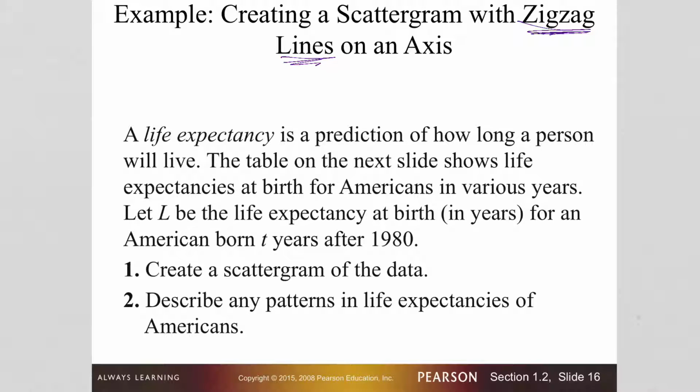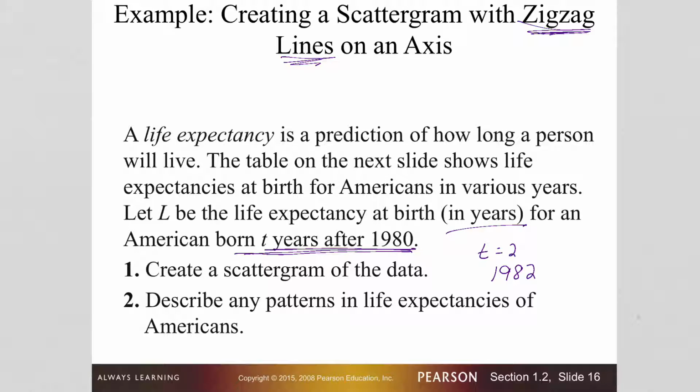A life expectancy is a prediction of how long a person will live. The table on the next slide shows life expectancies at birth for Americans in various years. Let L be the life expectancy at birth in years for an American born T years after 1980. So just so you understand, if I say T is equal to 2, that means I'm talking about 1982. Okay? Because T years after 1980.